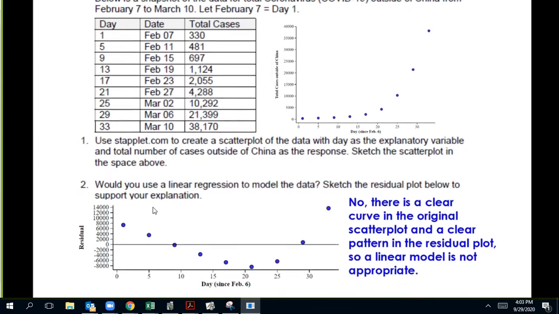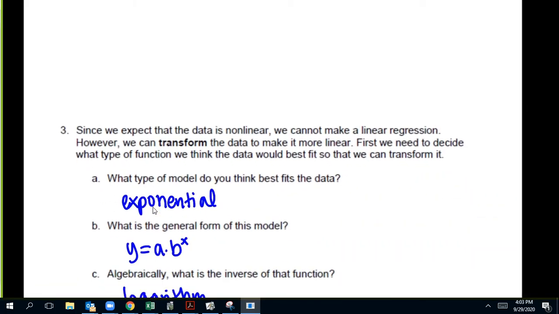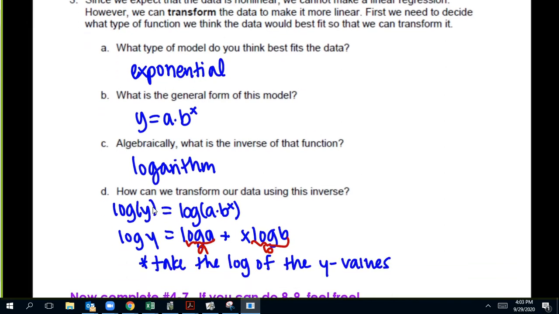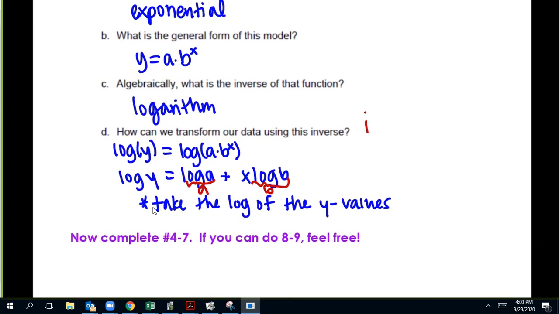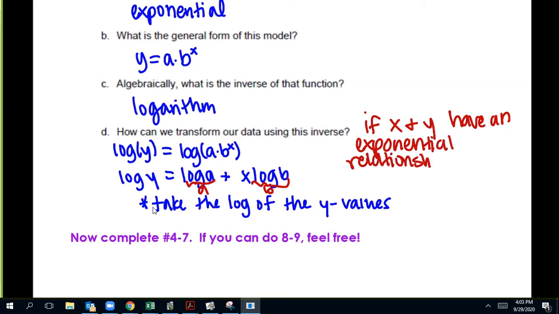Okay, so there's nothing to really do on the first page. Everything's pretty clear there. But what we do on the second is say that if x and y have an exponential relationship, then x and the log of y are linear. So that's what our correlation will describe between x and the log of y.